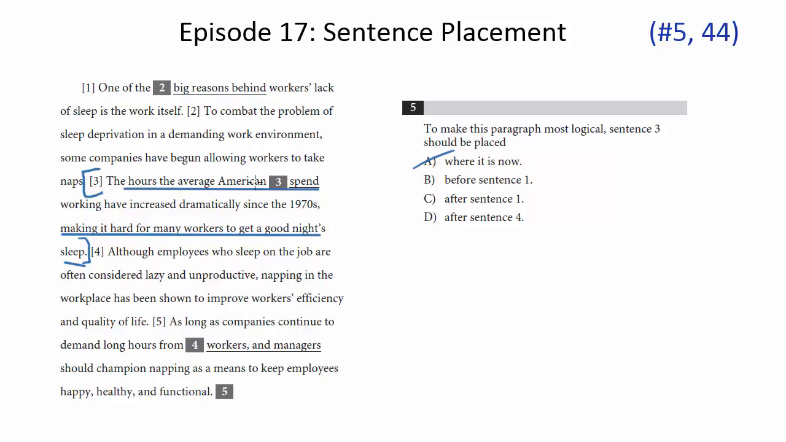The hours the average American spends working has increased dramatically, making it hard for workers to get a good night's sleep. One of the reasons behind workers' lack of sleep is the work itself. Well, this is actually pretty good because at least it's connecting the lack of sleep with this part of the sentence. But notice starting the paragraph with the hours the average American spends working doesn't seem to make sense because there's no lead into that. Whereas the end of the sentence talks about the work and the work conditions itself.